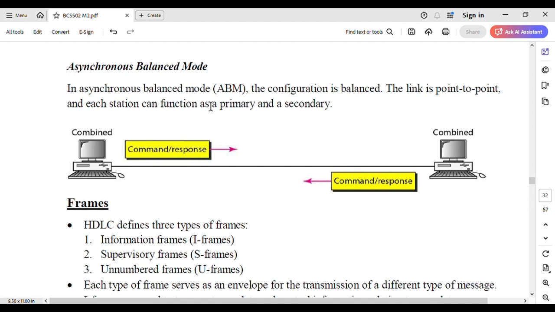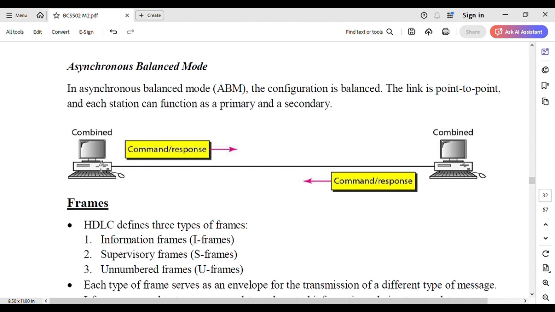In asynchronous balanced mode, the configuration is balanced. The link is point-to-point and each station can function as primary and secondary. Here both are equally responsible for performing as the primary station as well as the secondary station. Within this, bidirectional data transfers are present.